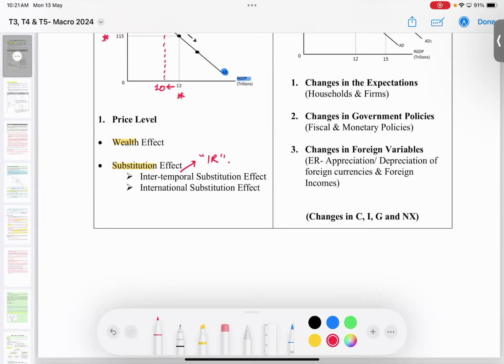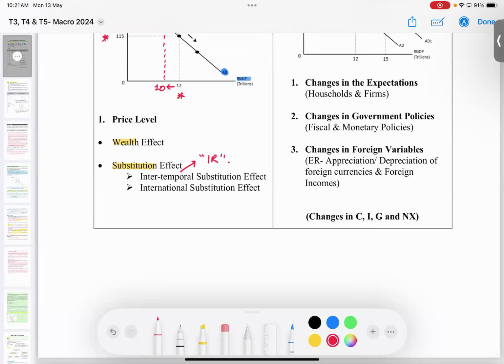When we need to spend more money to purchase goods and services, what happens is the central bank or the government will increase the interest rate because they don't want people to spend too much. So when the price level is high, people will spend more, therefore the interest rate will be high as well.